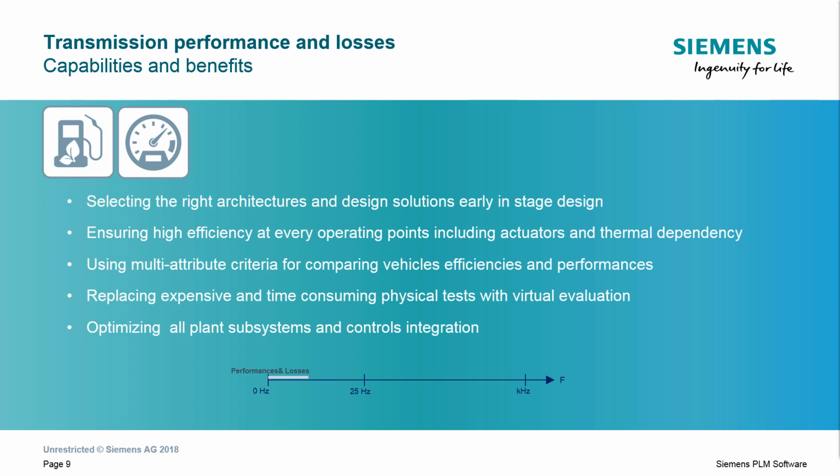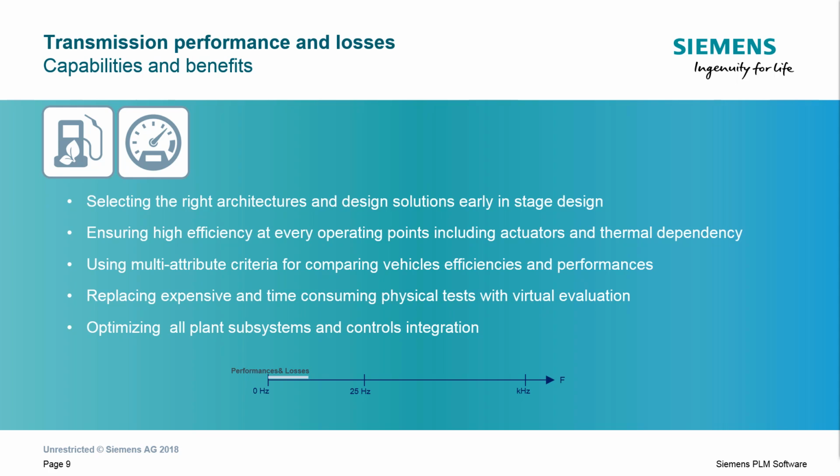SimCenter AMSIM provides the required capabilities to support design of every type of transmission, integrated systems and subsystems, reduce ground vehicle fuel consumption and improve performances, optimize the system design and actuation, predict the behavior of the transmission at any operating point, including, for instance, different thermal conditions, and run multi-attribute optimization at each development step using variable model complexity.